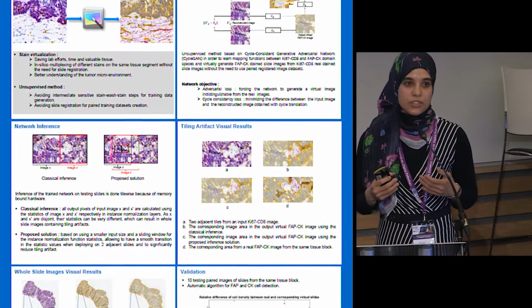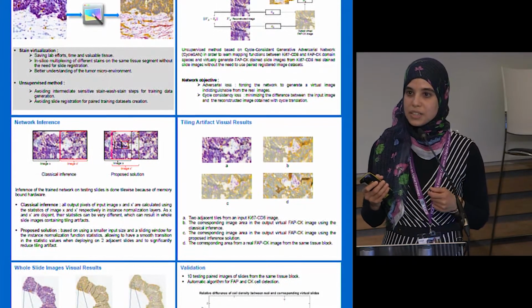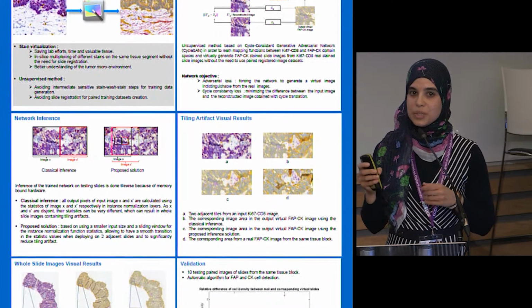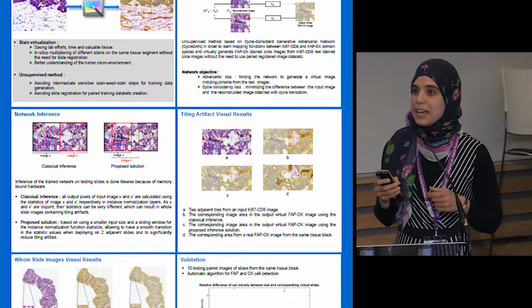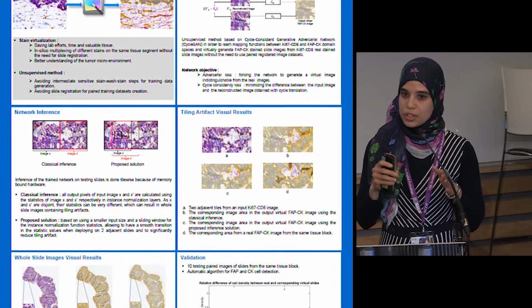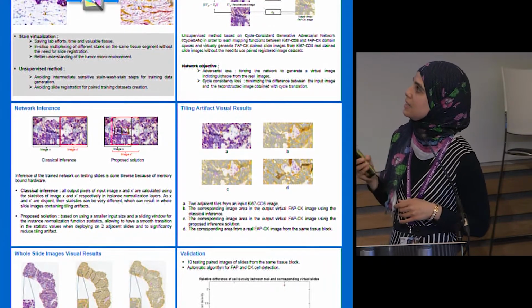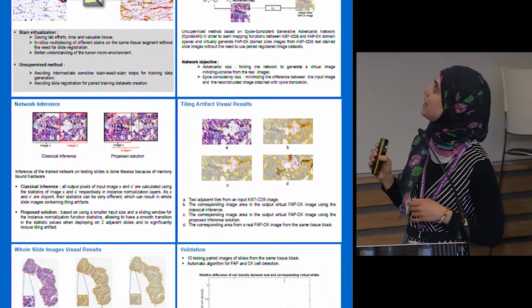For this, instead of using the classical inference, we propose to use an overlapping inference, meaning that we will use a smaller input size and a sliding window for the statistics of the instance normalization layer. And this allowed us to have a smooth transition in the statistics values, and it significantly reduced the tiling artifact.